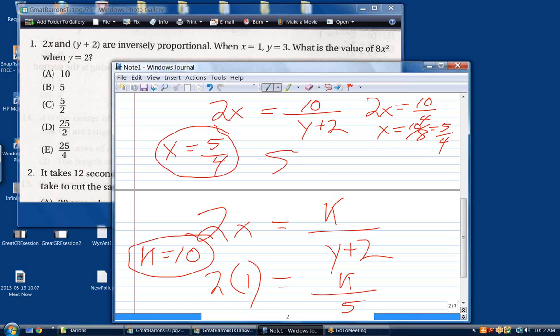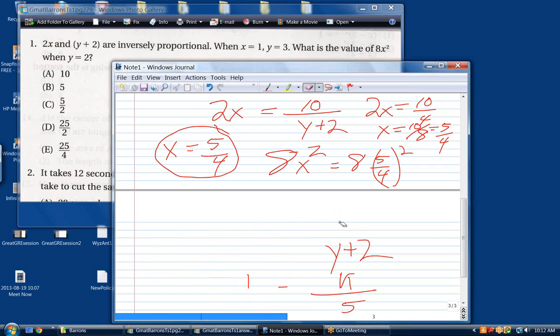So what is 8x squared equal to? So that would be 5/4 squared, times 8. Do you call this fractions, the 5/4? Is that called fractions in English? Yes. So the 5/4, you square the numerator and you square the denominator. So then it's not 8 being squared, but it's 25 over 16.